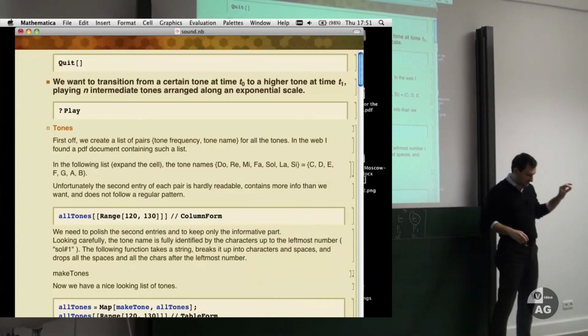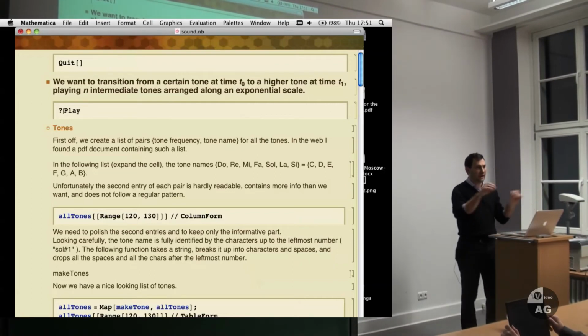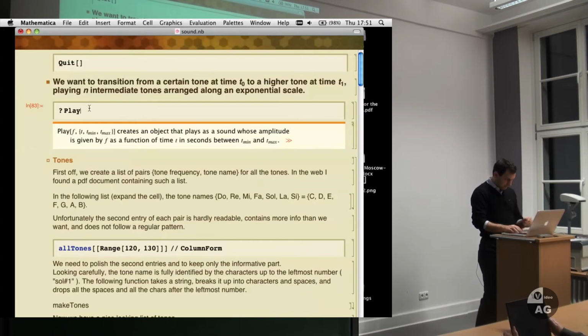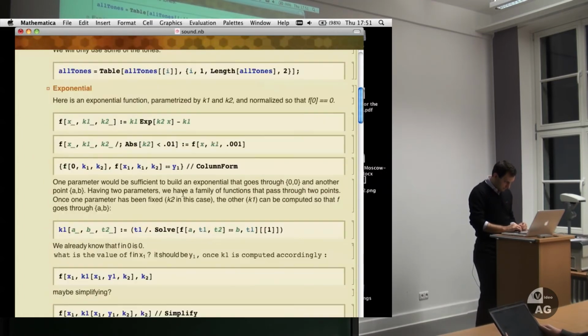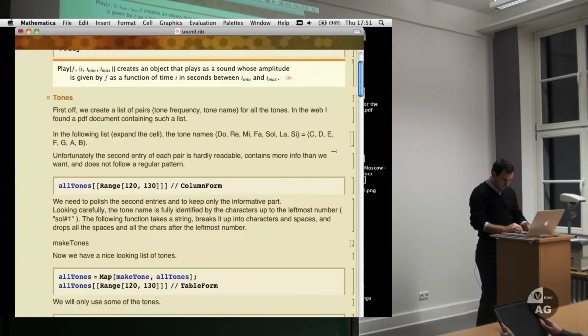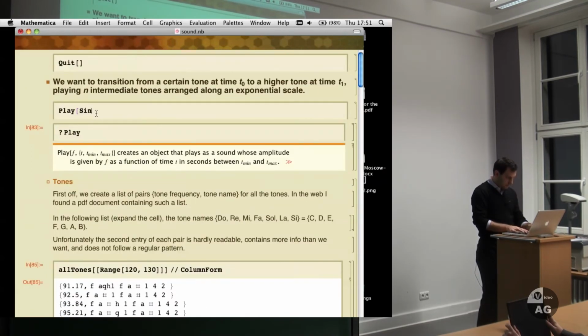In fact, it's possible, with Play, I think it's Play, to play tones. Let's see if I find it. So if I play Sine, we need a frequency. We need a real frequency. As you can see, I didn't prepare this. Okay, let's take a frequency. Sine x.